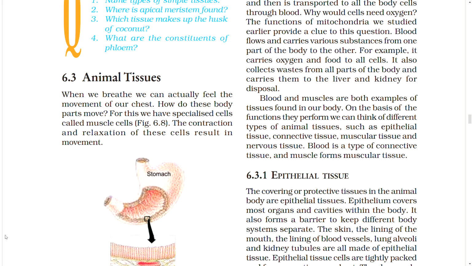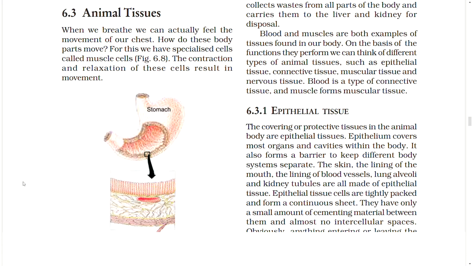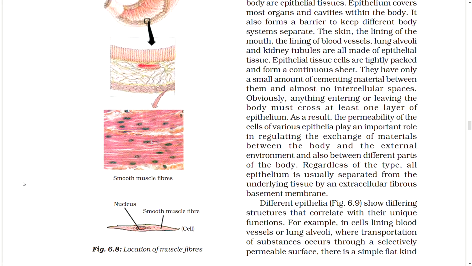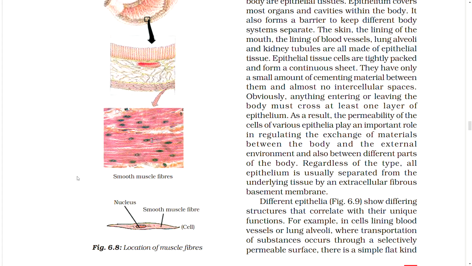6.3 Animal tissues. When we breathe, we can actually feel the movement of our chest. How do these body parts move? For this, we have specialized cells called muscle cells. The contraction and relaxation of these cells result in movement. Figure: stomach, smooth muscle fibers, nucleus, smooth muscle fibers, cell. Figure: location of muscle fibers.